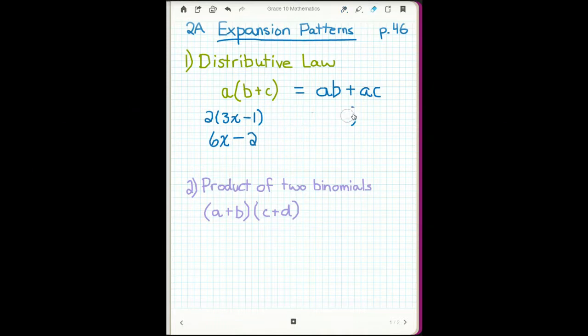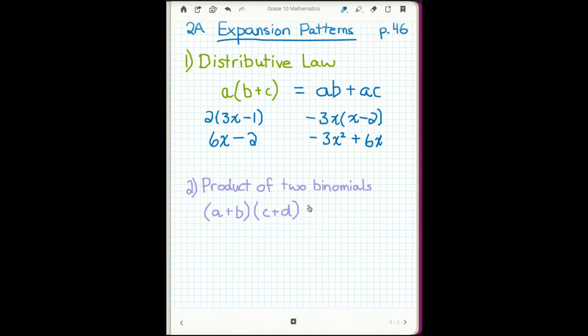If I have negatives in other places, I still follow the same rules. Let's take one where the negative is on the outside, and maybe even one where there's also a negative or a minus sign on the inside. And I take the outside of the brackets. -3x times x is -3x squared, and -3x times -2 is positive 6x. Okay, that's the distributive law.